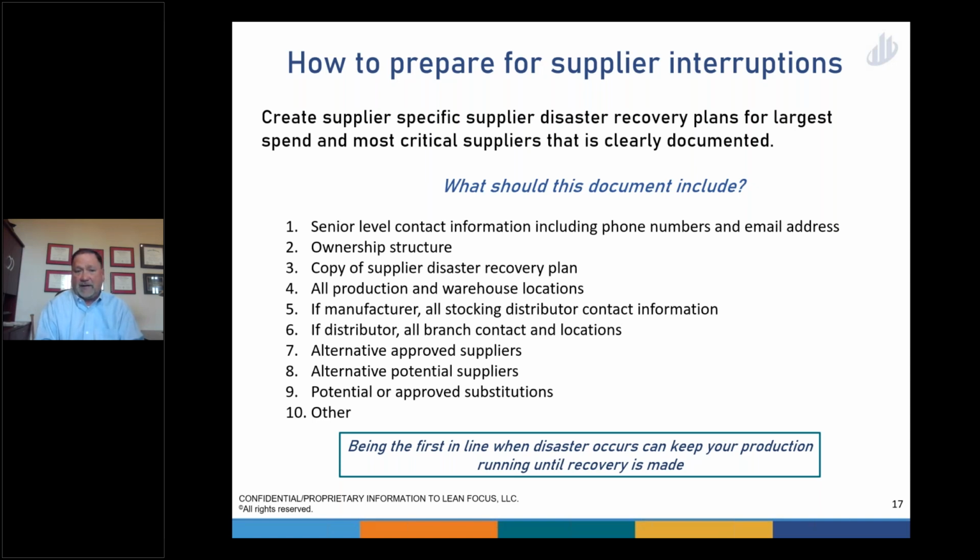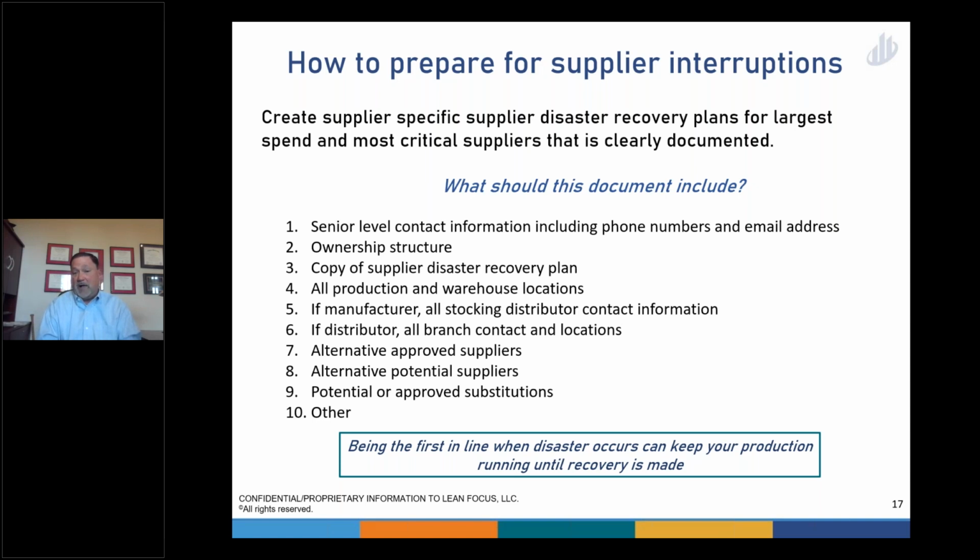Here's an interesting one: alternative approved suppliers. Know who they are up front, and have it in that document so there's no question on who to place orders with next. I can tell you, especially if they're not a primary supplier, if something occurs to a supplier and they know they're going to get additional business, they might be choosy on whose purchase orders they actually accept. So it's really important to be first in line, to make sure that maybe you're even ahead of their knowledge of the supply problem.